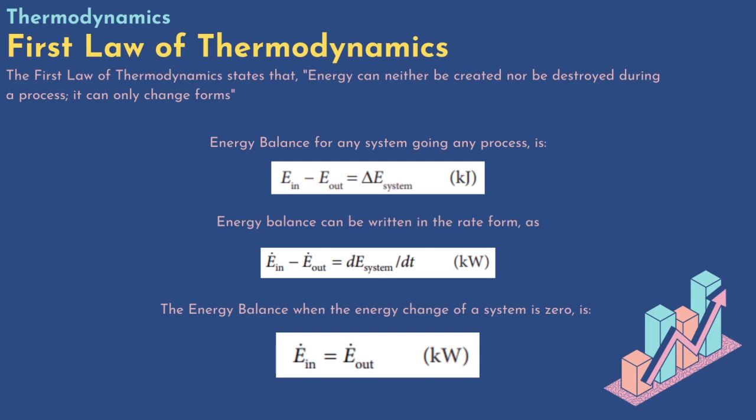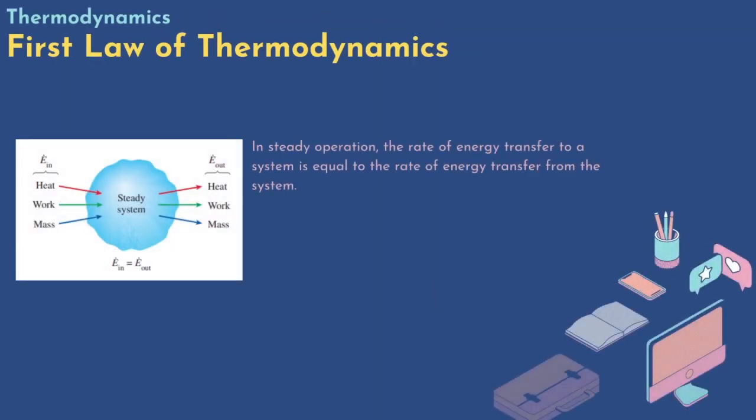Energy is a property, and the value of a property does not change unless the state of the system changes. Therefore, the energy change of a system is zero if the state of the system does not change during that process. That is, the process is steady. The energy balance in this case reduces to E in equals E out. In steady operation, the rate of energy transferred to a system is equal to the rate of energy transferred from the system.